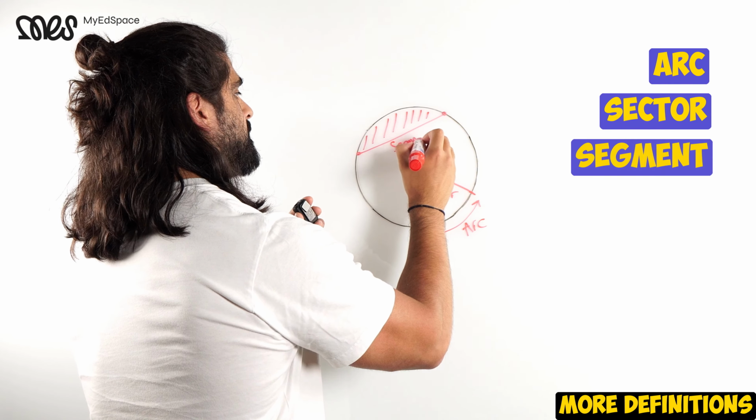Now, the earliest known individual who experimented with this was Archimedes. And what did he do? He took a circle and he drew a square around it.